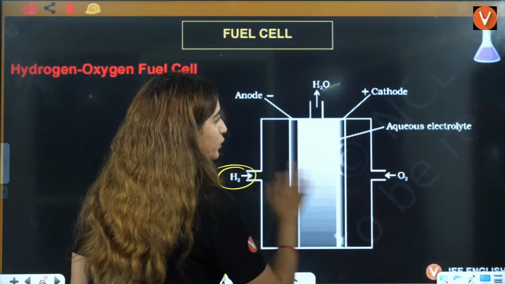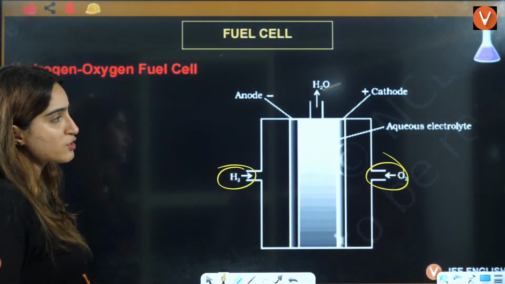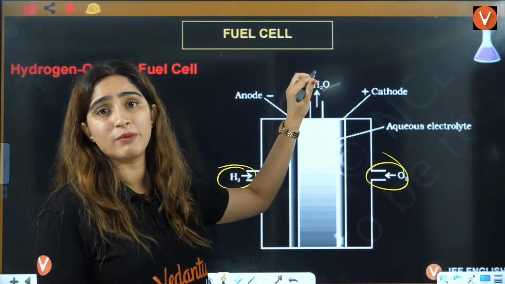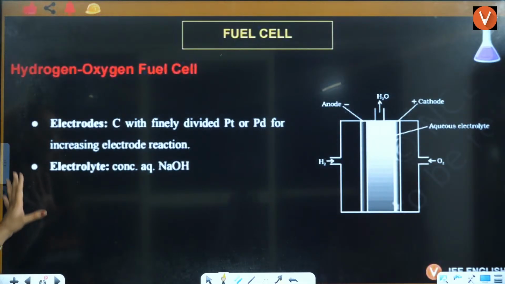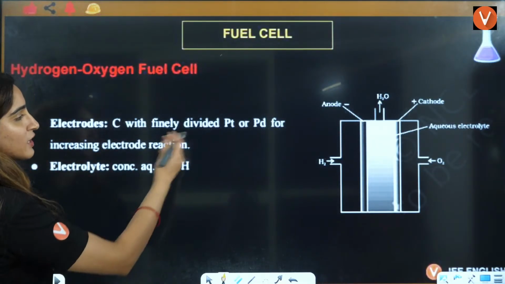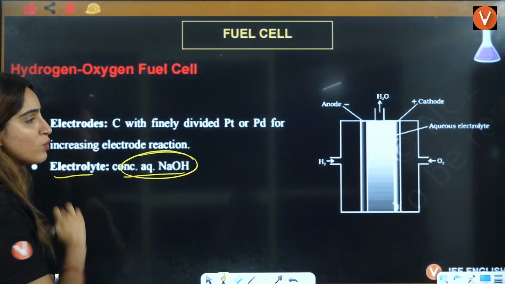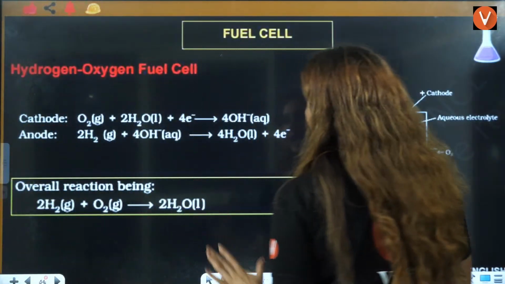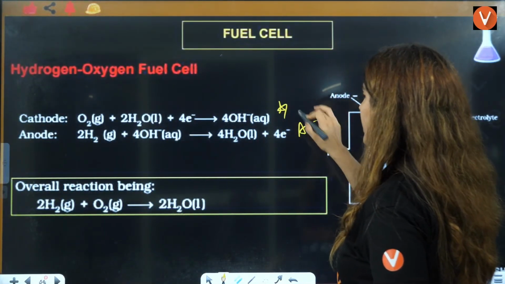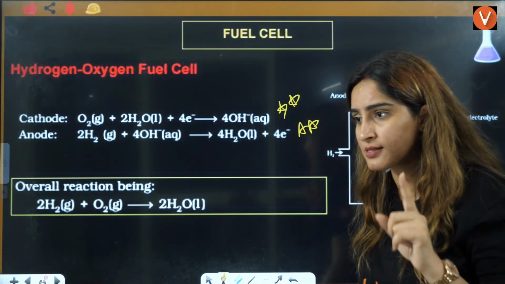You have H2, you have O2, and what will be formed here? Here you will have the aqueous electrolyte, and here water will be taken out, right? In the overall process, carbon is finely divided and used as a catalyst. The electrolyte is aqueous NaOH that I told you before also. This is the reaction that happens at the cathode and anode. See, these are the same reactions that were discussed in products of electrolysis, right?